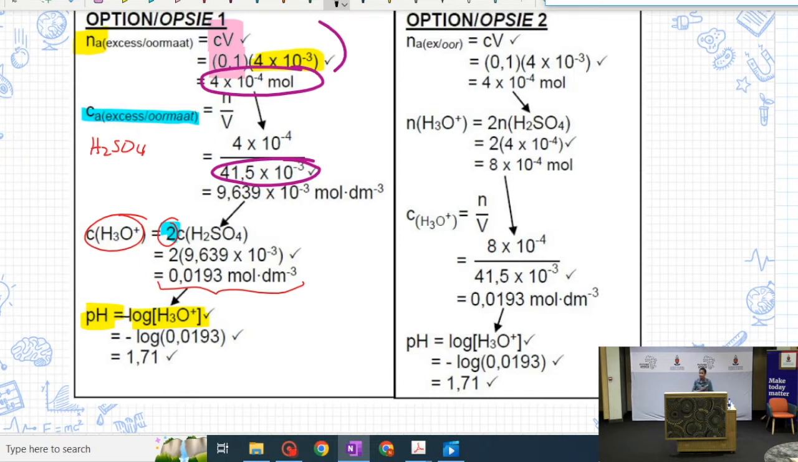That's a mistake. You get a mark for your formula, so please write it down. And we substitute and we get a final answer of 1,71. Please remember pH does not have a unit, so don't give it a unit. Are there any questions?